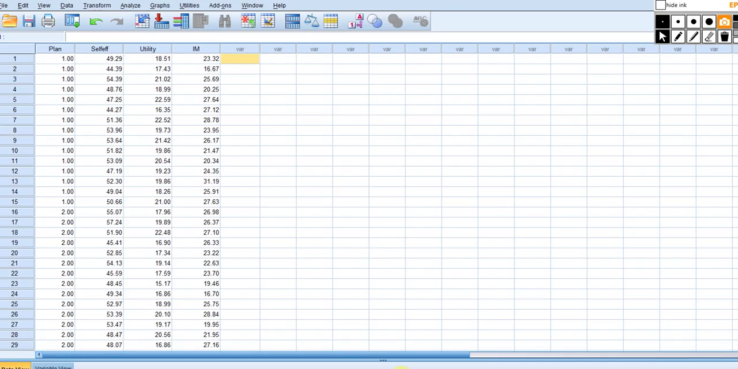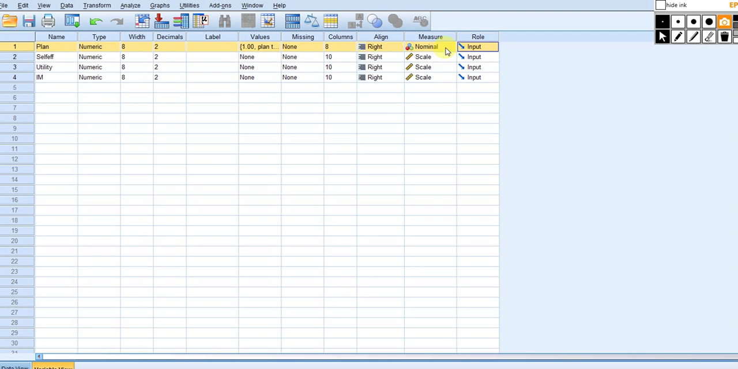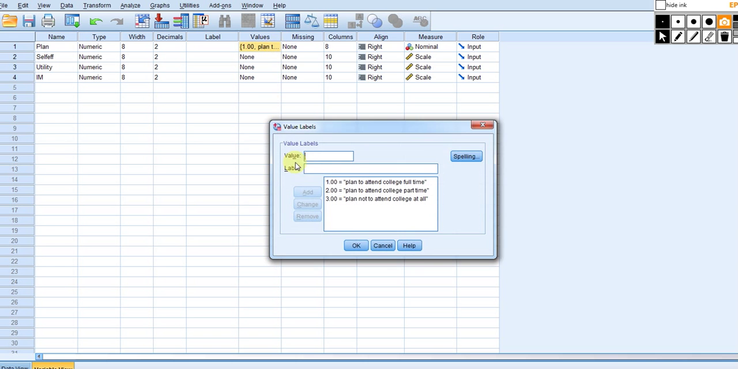So for our current example, we have 4 variables, so let me talk about this briefly. We have data for 52 individuals. Basically, they are high school students who are reporting on their plans or intentions concerning going to college after they graduate high school. So the plan variable is a categorical variable. It's essentially nominal, and the values are 1, plan to attend college full-time, 2, plan to attend college part-time, and 3, plan not to attend college at all.